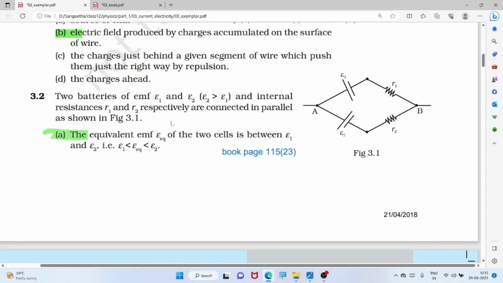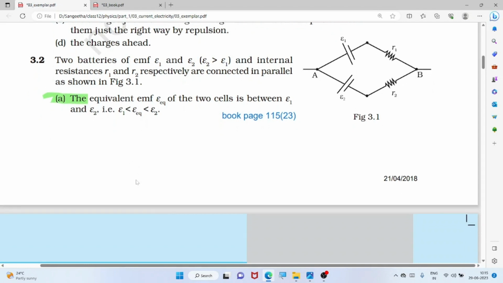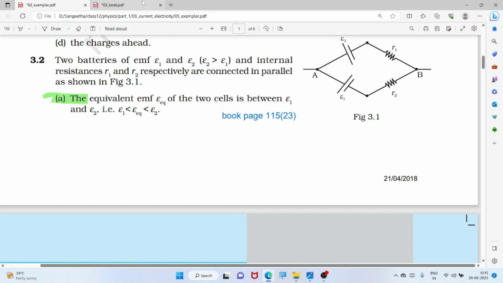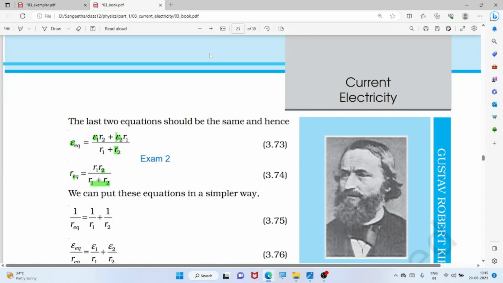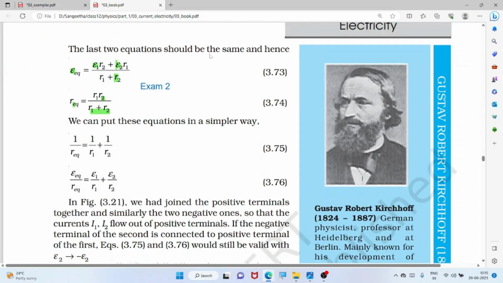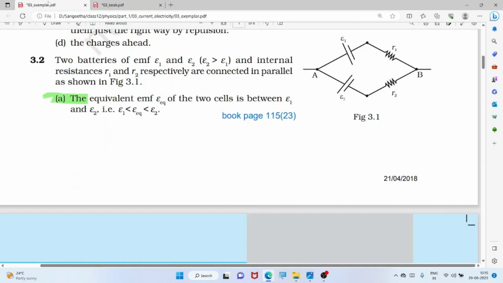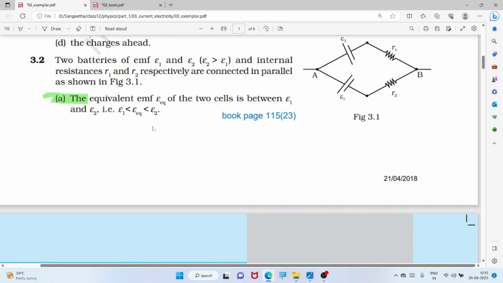Two batteries with internal resistance are connected in parallel as shown here. The equivalent EMF of the two cells between E and D is 23. Okay, this is the equivalent EMF, so that is in between these two EMFs.